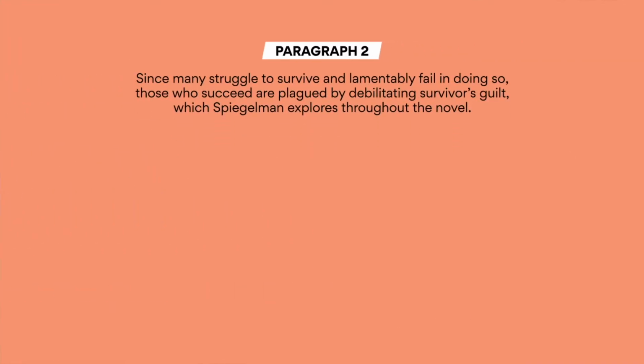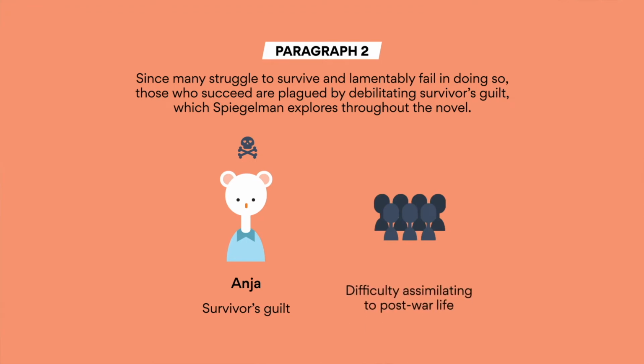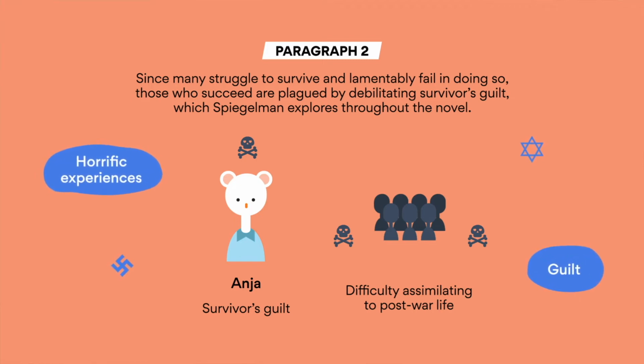Paragraph 2. Since many struggle to survive and lamentably fail in doing so, those who succeed are plagued by debilitating survivor's guilt, which Spiegelman explores through the novel. Anja commits suicide because she cannot deal with the survivor's guilt. And after being deeply traumatized from the atrocities committed by Nazis in concentration camps, many Holocaust survivors also had difficulty assimilating to post-war life because they witnessed their loved ones and others killed. In this paragraph, we bring in how the horrific experiences, the key theme of the prompt, are shown to create different negative experiences, where people who survive experience a high level of guilt, another theme that can work closely alongside horror.